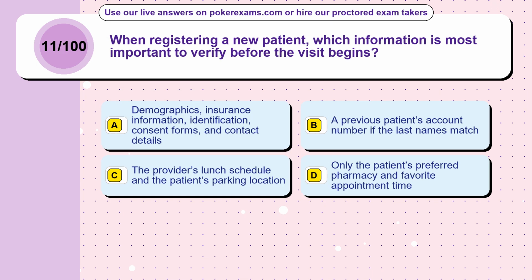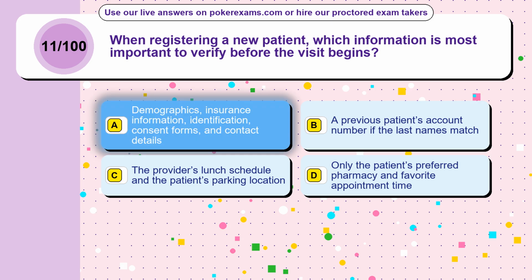Question 11. When registering a new patient, which information is most important to verify before the visit begins? Option A. Demographics, insurance information, identification, consent forms, and contact details. Option B. A previous patient's account number if the last names match. Option C. The provider's lunch schedule and the patient's parking location. Option D. Only the patient's preferred pharmacy and favorite appointment time.